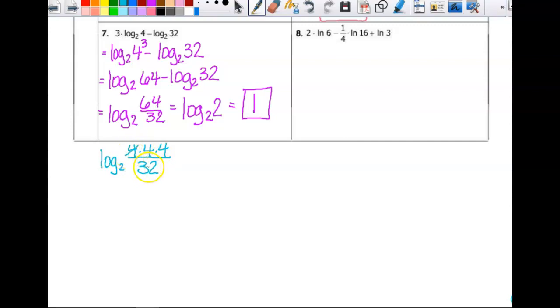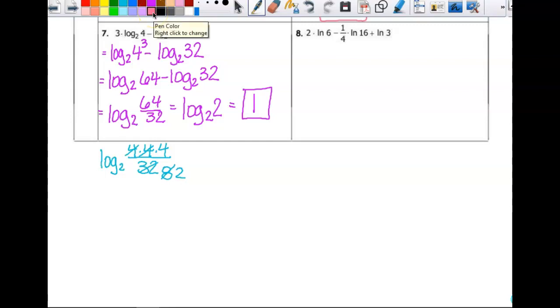So 4 goes into 4 once, into this 8 times, and then I can take another 4 and make that a 2, and then 4 over 2 is 2. Okay, so just a little number sense there. Again, I would think in this case, this way is easier, but there are other ways to manipulate your numbers. Okay, all right, so let's do number 8 together.